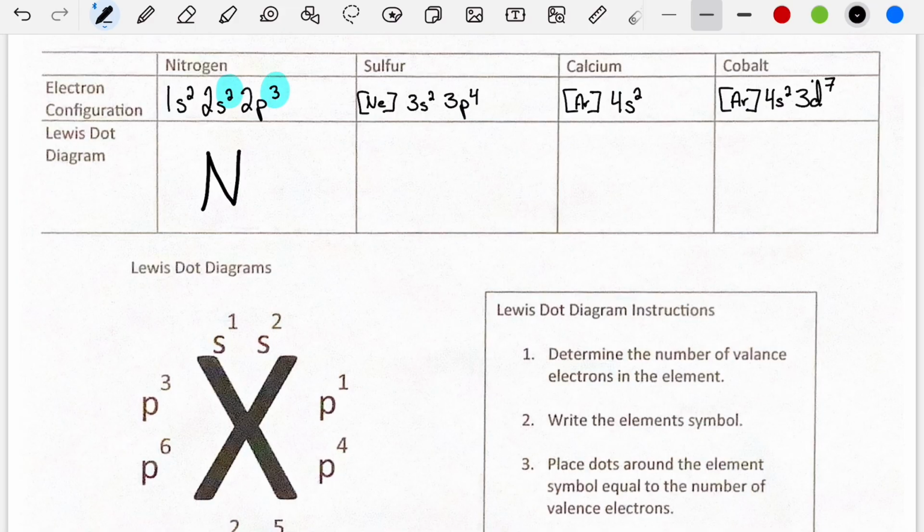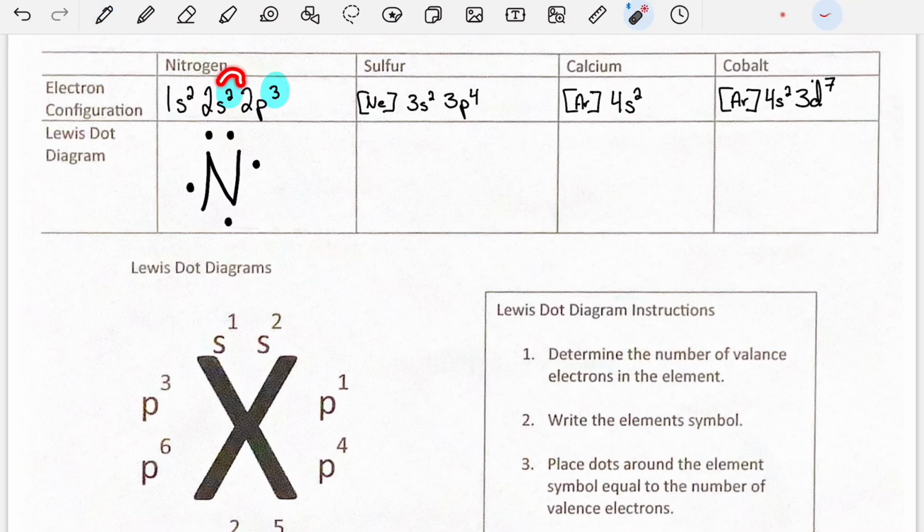So there's 2 in its 2s, and then 3 in its 2p. Now remember though, Hund's rule tells us that electrons in orbitals of equal energy will spread out before pairing up. So I'm going to put my dots for each p orbital on different sides of the symbol. So 1, 2, 3 for my 3 in the 2p.